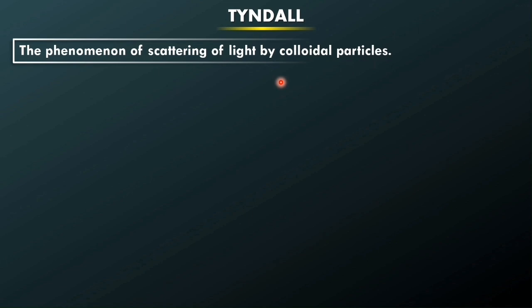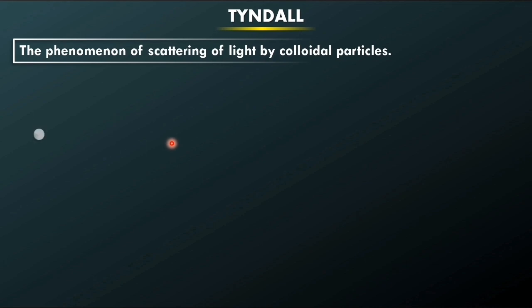When light passes through a medium, the particles present in the medium scatter the light and thus make it visible. So this effect is called the Tyndall effect. We can demonstrate this Tyndall effect by performing this experiment.